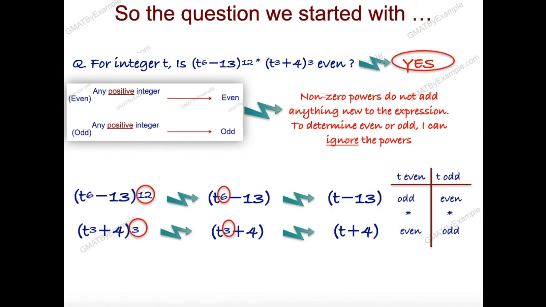So we were able to simplify the question so much that all the complication basically melted away. And we have a very simplistic expression, and we were able to figure out the answer in no time. And that's the trick to solving even and odd kind of problems.